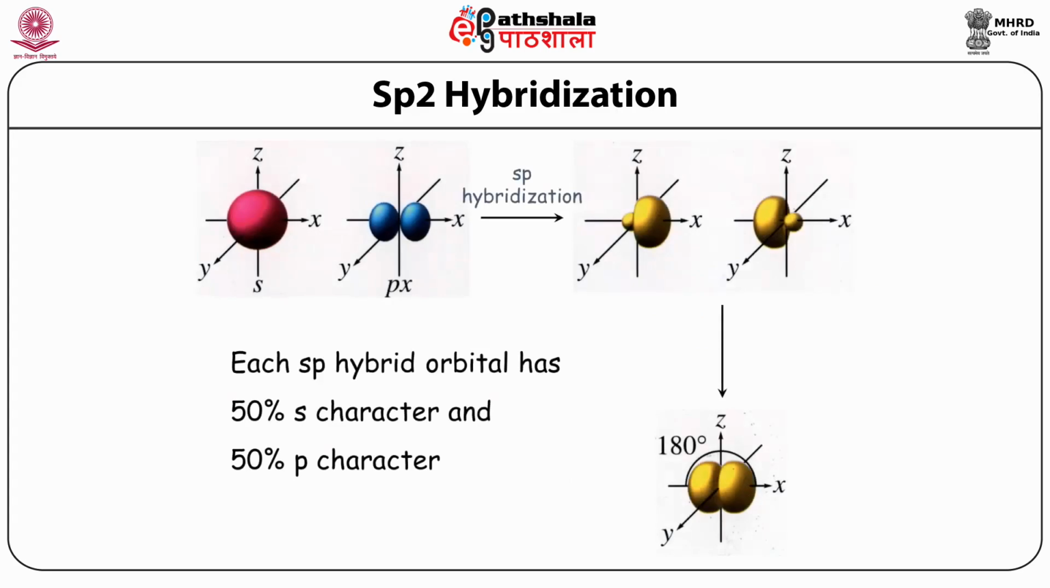Now as you can see, students, over here, if the s orbital and the px orbital, that is s and p, are joined together, they give rise to the sp hybridization, resulting in their inclination by 180 degrees, and here each sp hybrid orbital has 50% s character and 50% p character.